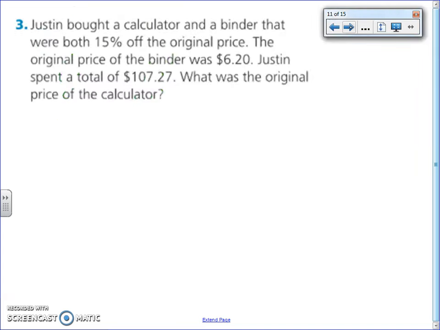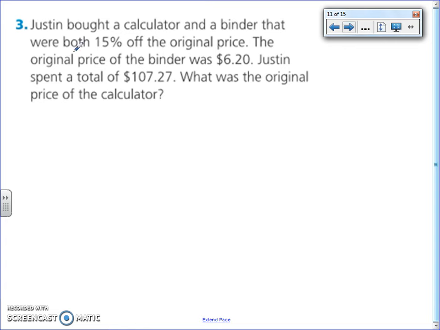Okay, moving on to number 3. Justin bought a calculator and a binder that were both 15% off the original price. The original price of the binder was $6.20. Justin spent a total of $107.27. What was the original price of the calculator?